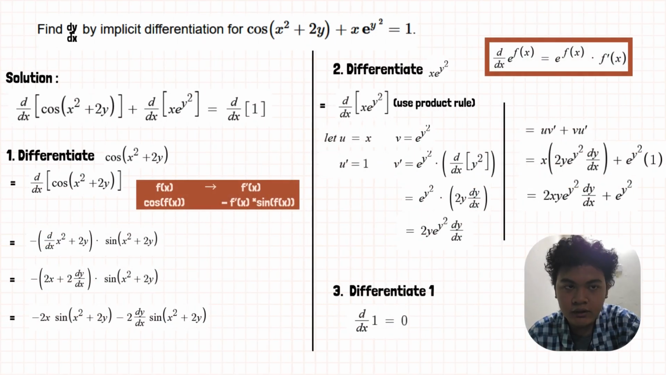Hi, my name is AIMAN. In this part, I will be explaining question 3. The question given is: find dy/dx by implicit differentiation for cos of x squared plus 2y plus x times e to the power of y squared equals 1.